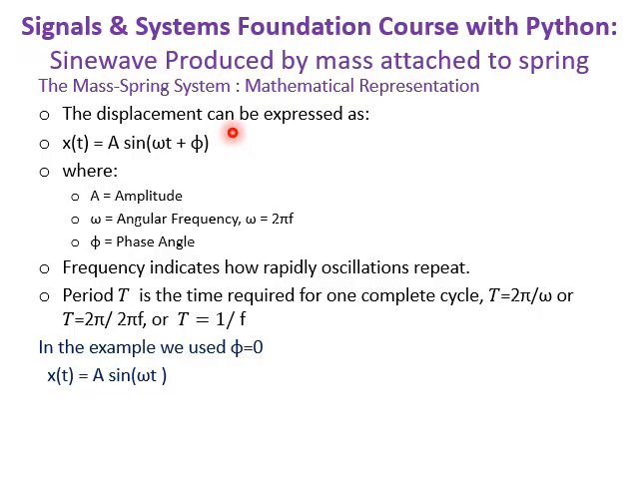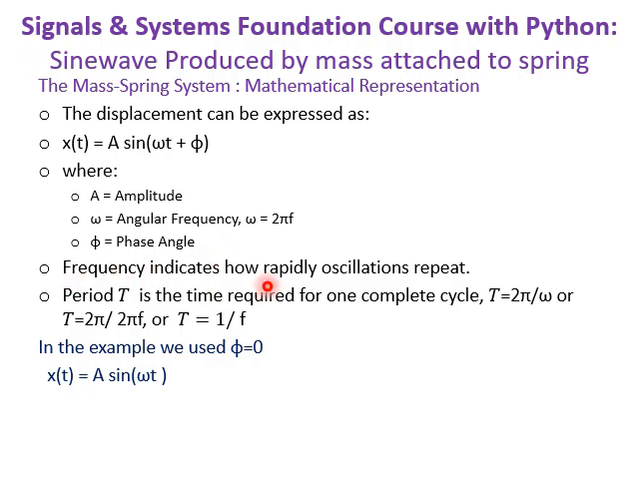Mathematically, we can write the displacement as x of t, which is a signal, equal to A sine(omega t plus phi). This is the complete description or definition of the sine wave, where A is the amplitude, omega is the angular frequency. We can convert this angular frequency into linear frequency, and they have the relationship omega equals 2 pi f, and phi is the phase.